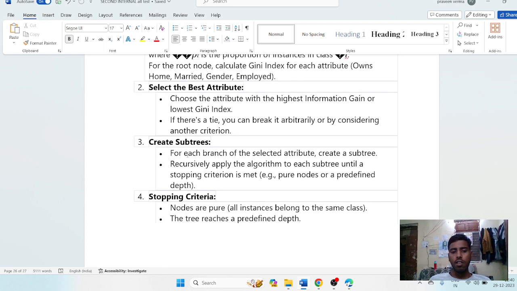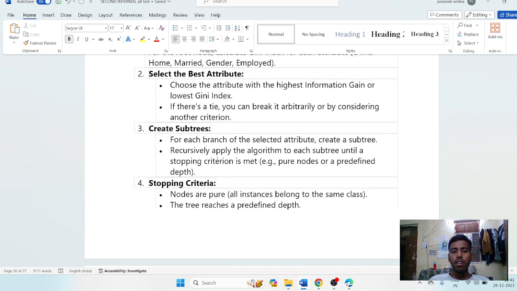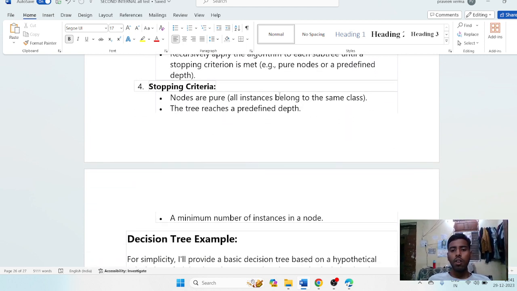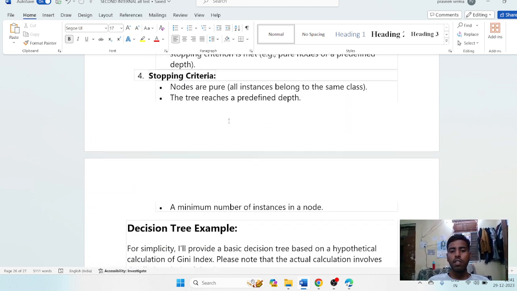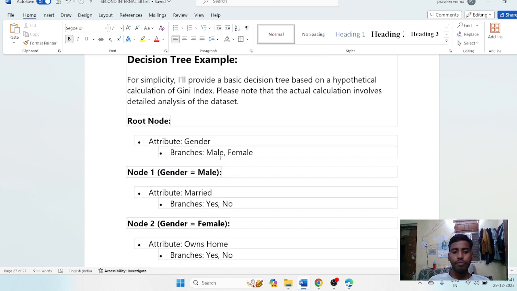Create subtrees. For each branch of the selected attribute, create a subtree. Recursively apply the algorithm to each subtree until a stopping criterion is met, such as pure nodes or a predefined depth. Nodes are pure when all instances belong to the same class, or the tree reaches a predefined depth. Here you can see the decision tree example.